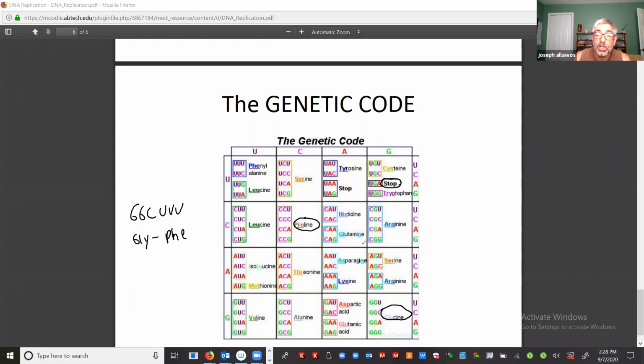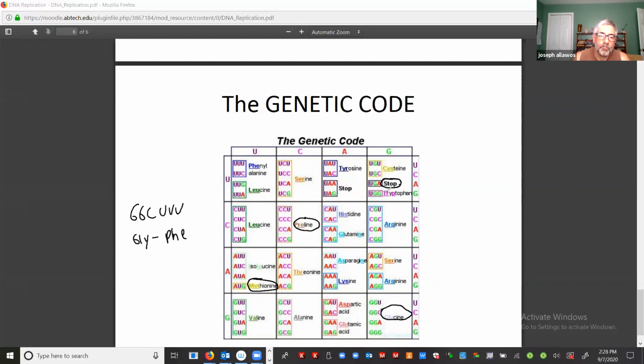Stop. Stop is not an amino acid. Stop is the signal to the ribosome that, hey, we're done making our protein. This is the end. It's time to spit the protein out. So all proteins start with the amino acid MET, or methionine, but they all also end with stop.